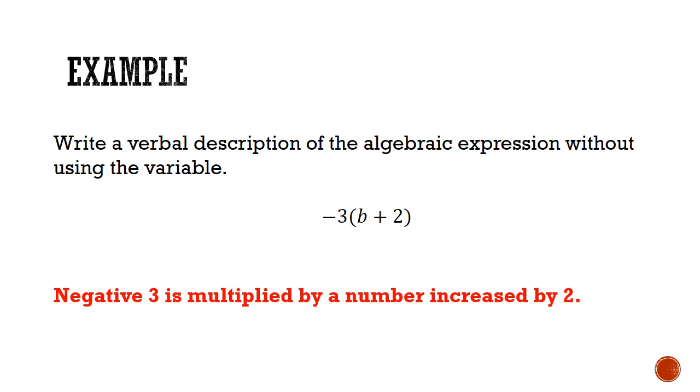There are different ways to express this. The important thing is that you need to indicate somehow that the variable must be added to 2 before being multiplied. Here it says -3 is multiplied by a number increased by 2. You could say that a number is increased by 2 and then multiplied by -3. Again, there's different ways of expressing it, but you need to somehow convey the proper order.